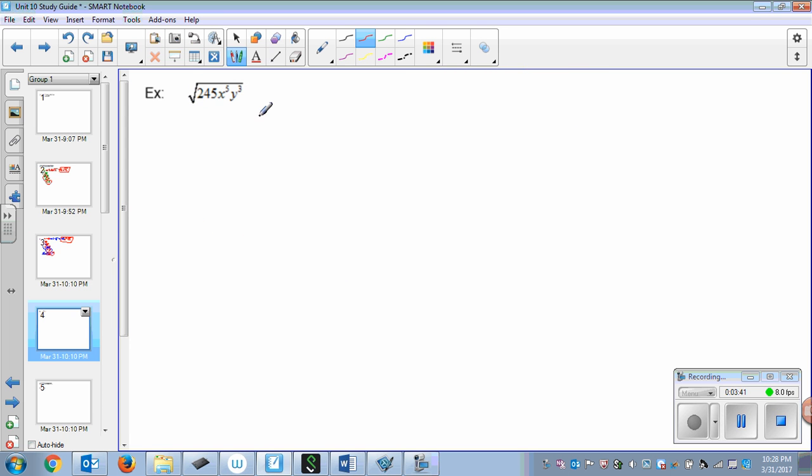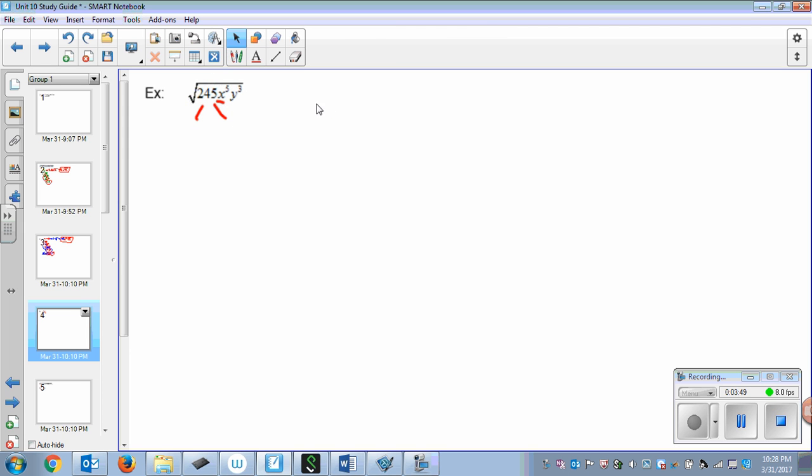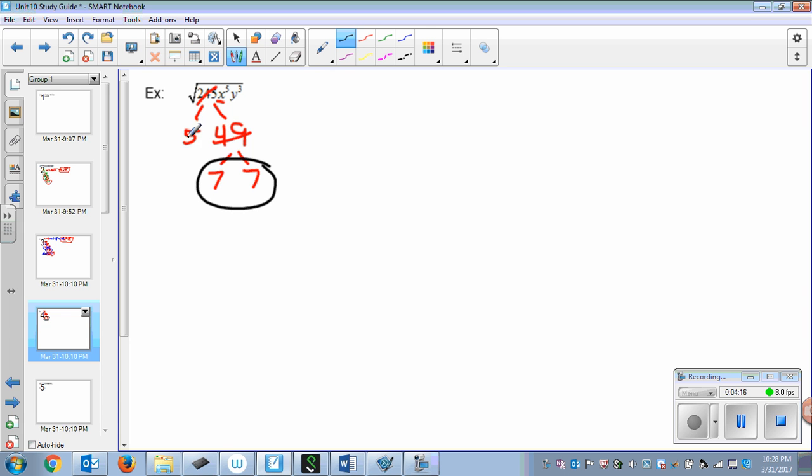Okay, let's try this one. I've got 245. It's definitely not even, so it's not divisible by 2. If I try 3, that doesn't work either, but it is divisible by 5. So I'm going to do 5. And 245 divided by 5 is 49. Cross out the 245. 49 is 7 times 7. Cross out the 49. So now I have a group of 2 7s and 1 single 5.